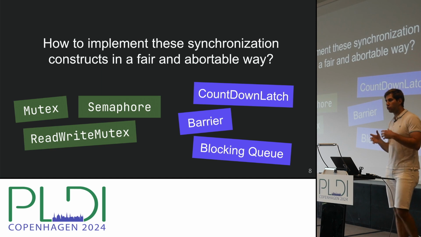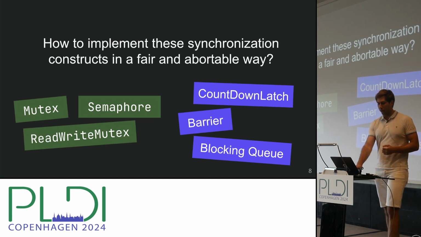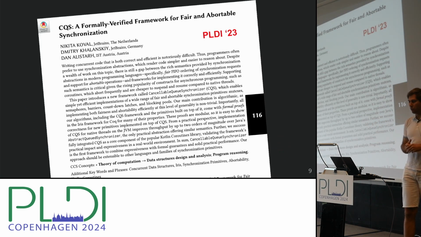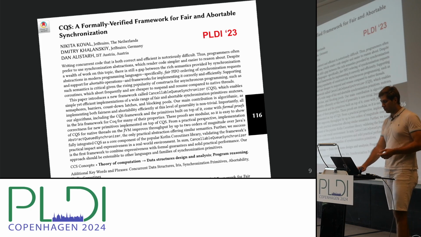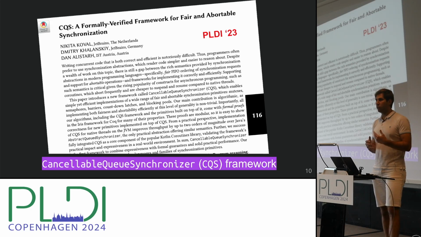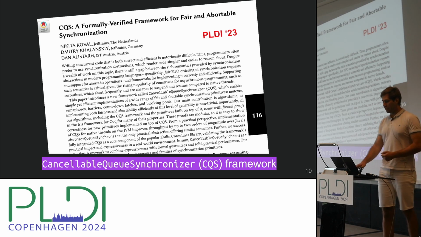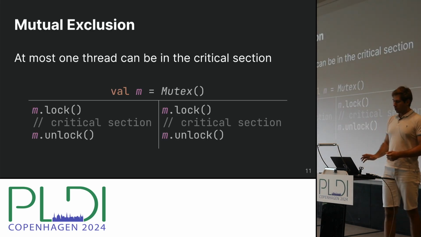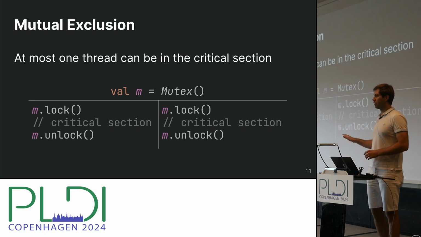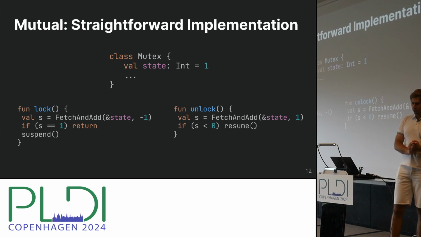So here's the question: how to implement them in a fair and abortable way. And here is the paper we published last year at PLDI, which introduces the cancellable queue synchronizer framework that allows you to easily implement all these primitives. But let's start with something simple: mutex. I think everyone here knows what mutex is. And let's try to implement it.